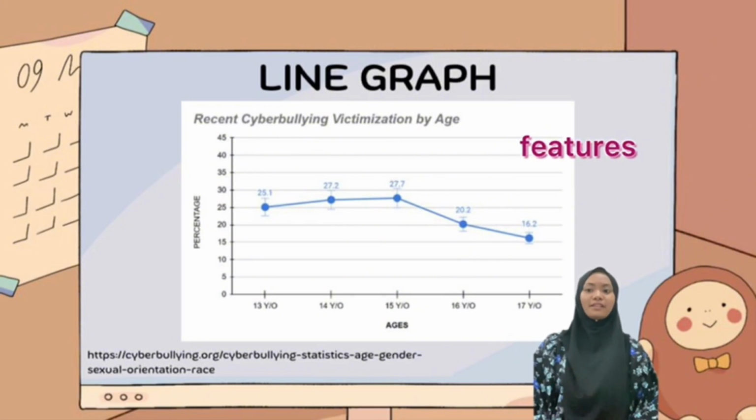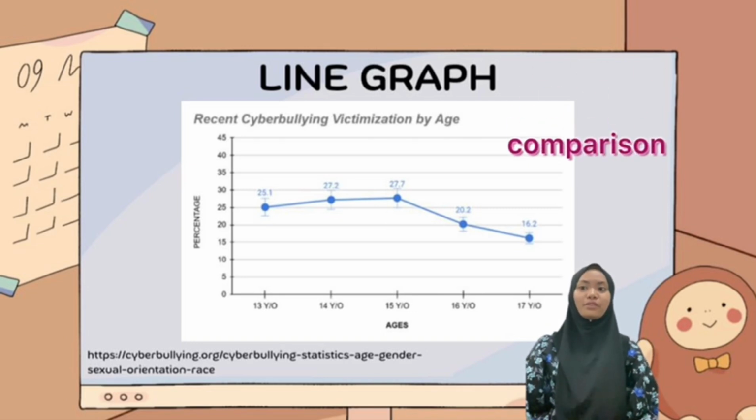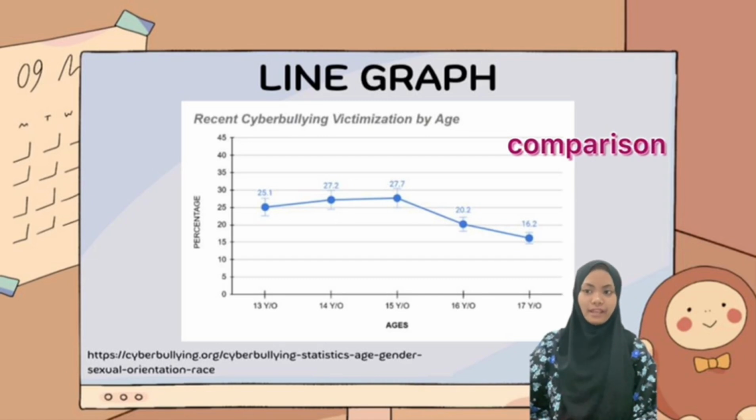From the line graph, the clear rising trend of cyberbullying peaks at 15 years old with 27.7%, and the lowest trend is at 17 years old with 16.2%. For the first comparison, cyberbullying significantly increases around 14 and 15 years of age, with percentages around 27.2% to 27.7%. At 13 years of age, it marginally fell to 25.1% because of exposure to social media and gaming platforms, where very young teenagers have been cyberbullied recently.